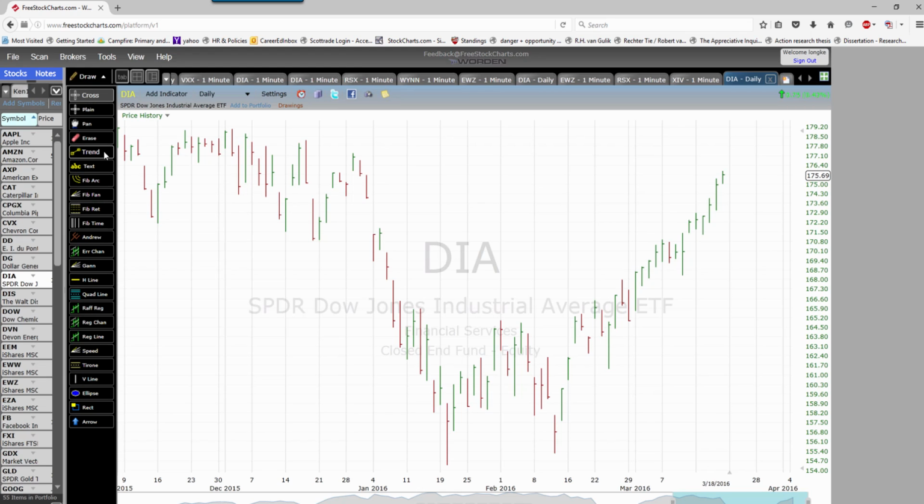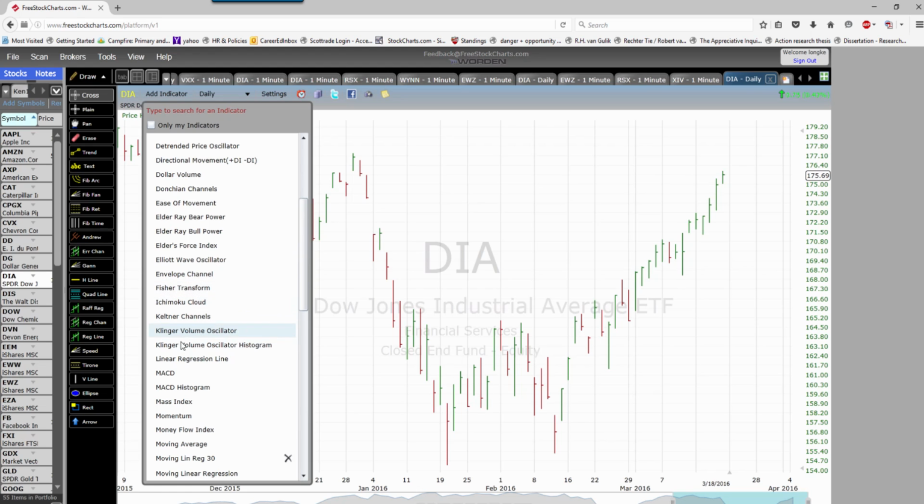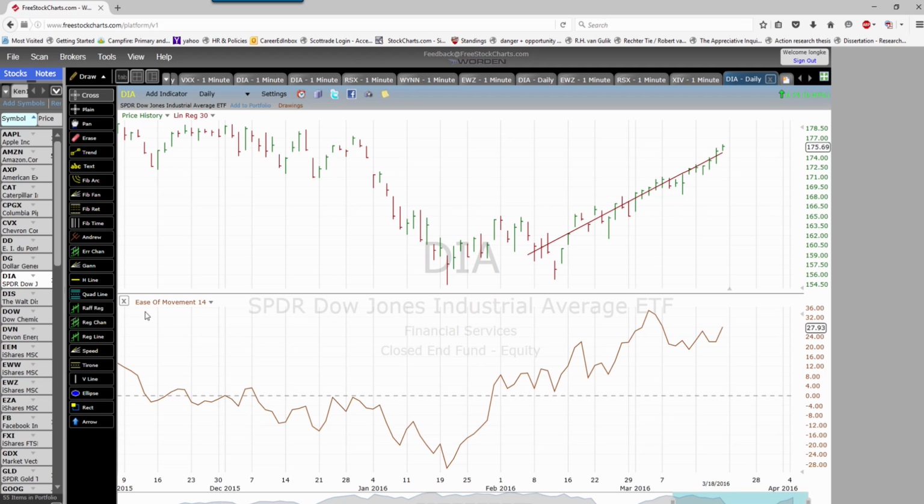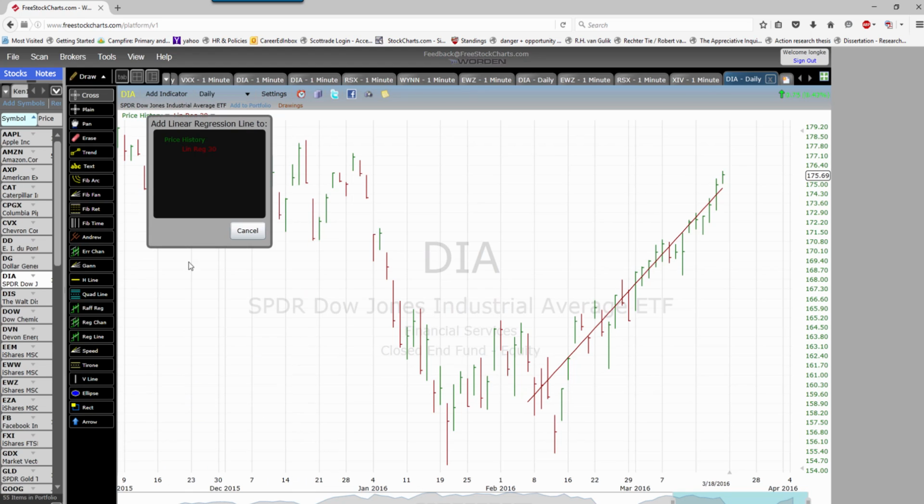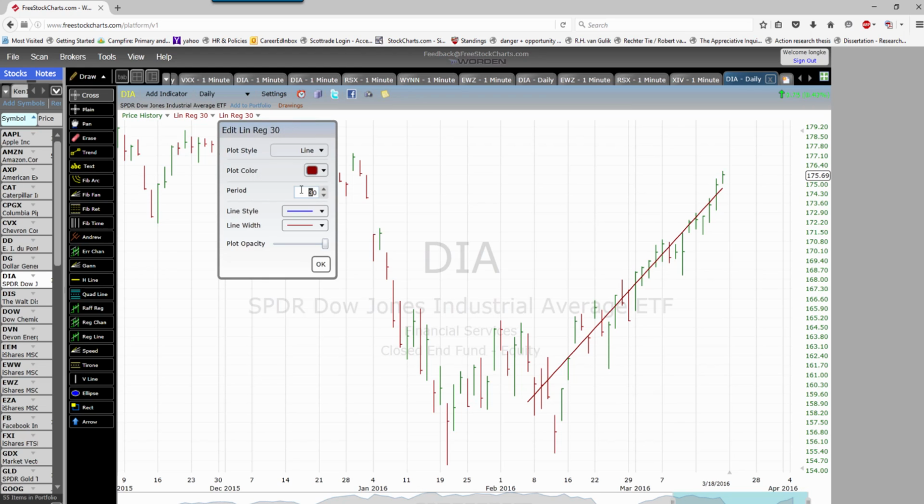Now we're going to take a look at some properties of regression lines and why I like using them. So we're going to come up and add an indicator, and we're going to pick a linear regression line. We're going to select price history, and it defaults to 30. Then we're going to add another regression line. Add indicator, linear regression line. And now you can see we've got a linear regression 30 and a linear regression 30. So we're going to edit that and make that 10.